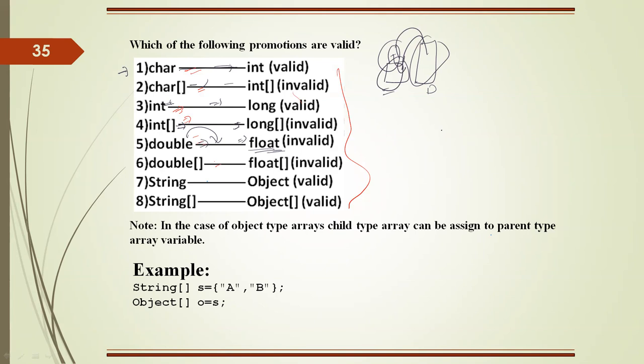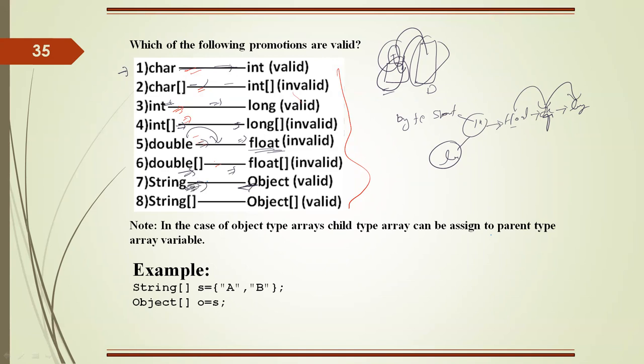You can also see it in the picture. What is there? Byte, short, int, float, double, long, right? This we have. So in this series, float can be added inside this and double can be added in. So double and float is invalid. String, object and object.